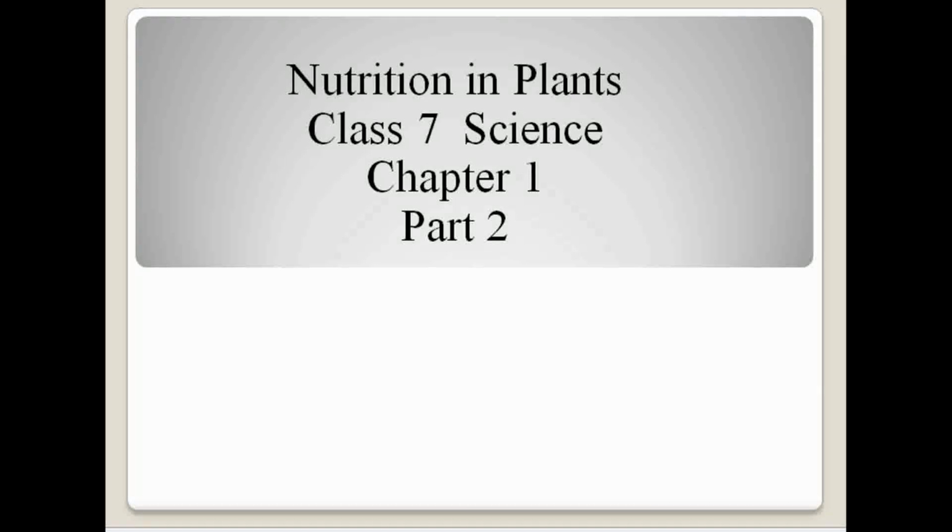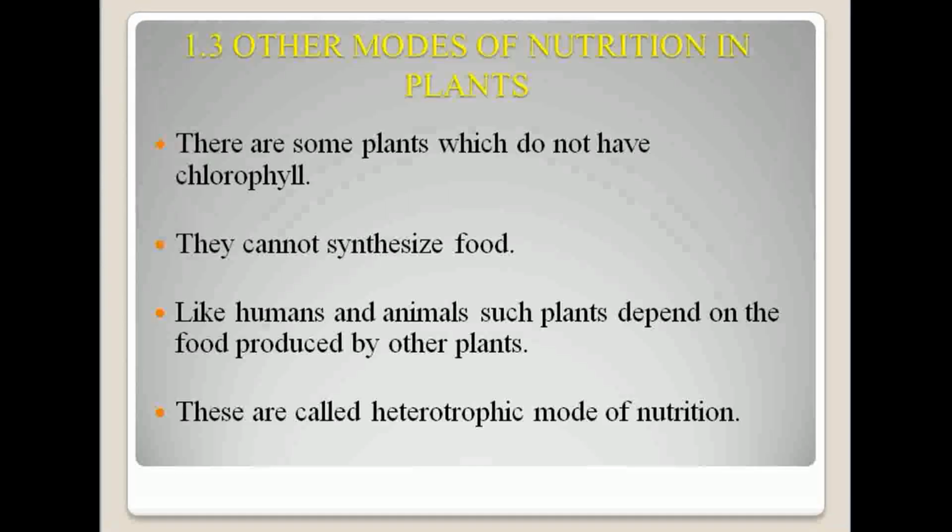There are some plants which do not have chlorophyll, so they cannot synthesize their own food. Like humans and animals, such plants depend on food produced by other plants. This is called the heterotrophic mode of nutrition.